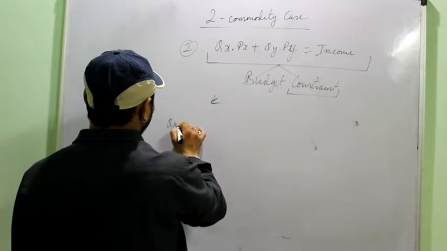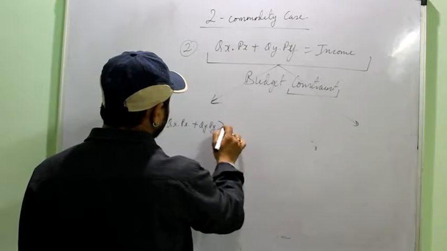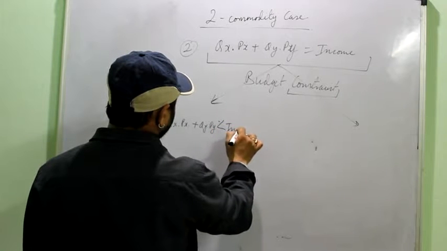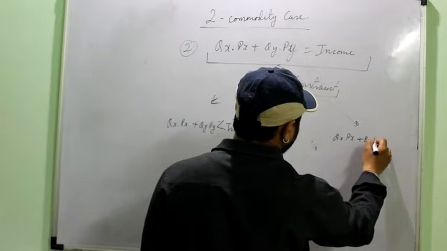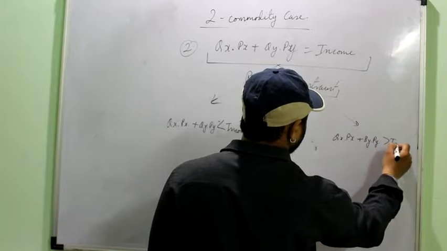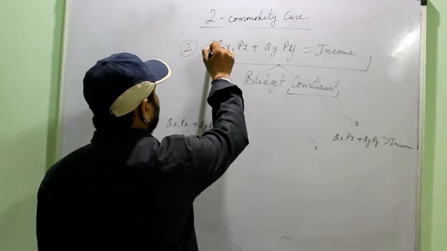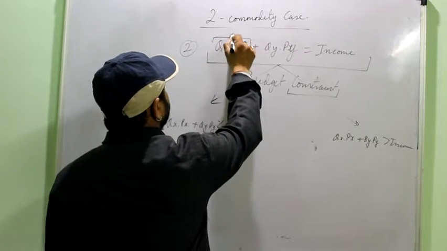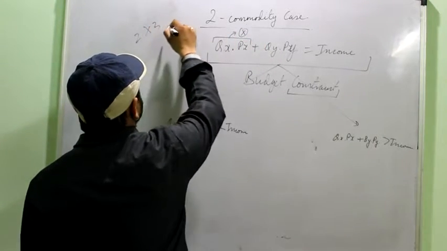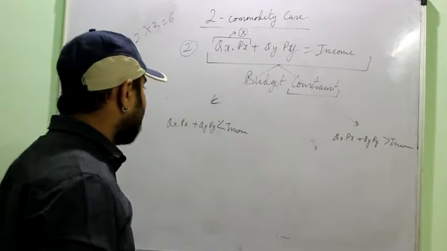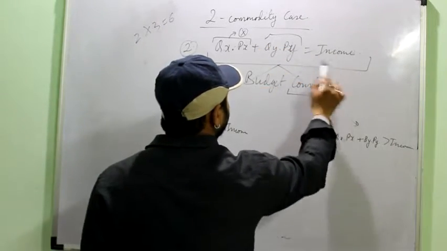Two possible situations: qx into px plus qy into py less than the income, and qx into px plus qy into py more than the income. If you have any doubt, just understand that qx into px means the total money spent on x. Suppose you bought 2 units of commodity x and the price of commodity x is 3. It means you have spent 6 rupees on commodity x. And similarly for y. So it is actually the total money spent by the consumer, and on this side you have the income.